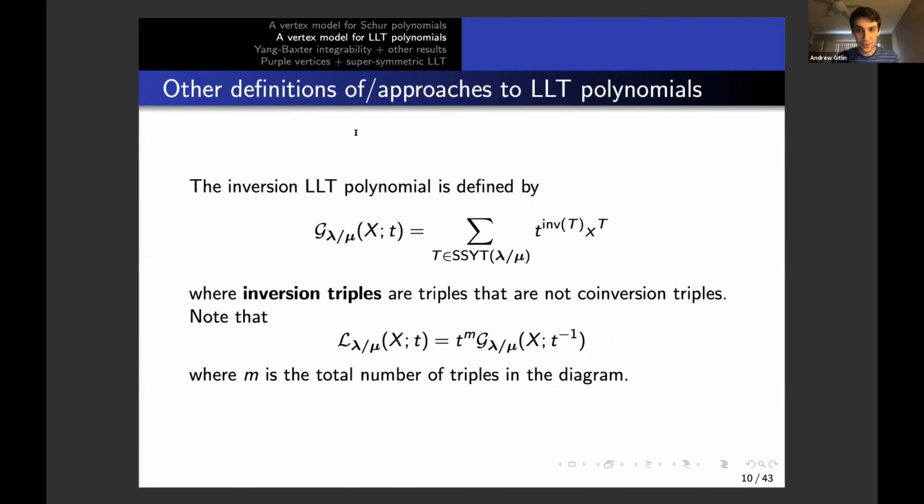Okay, so I mentioned that there are other ways to define LLT polynomials, so I want to take just a moment to talk about those other definitions. So the inversion LLT polynomial is, instead of co-inversions, I count inversions of the tableau. And an inversion triple is the opposite of a co-inversion triple. It's all the triples that are not co-inversion triples. The two are related just by messing around with the powers of t. So all of the results I prove for co-inversion LLT polynomials in this talk, you can translate them into results about inversion LLT polynomials.